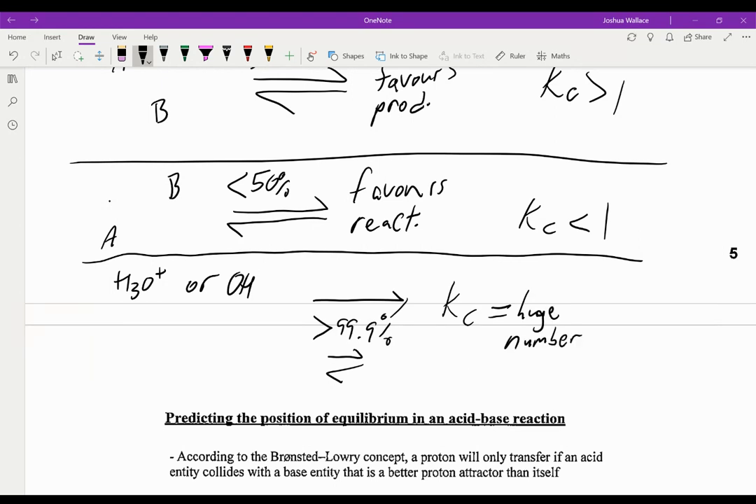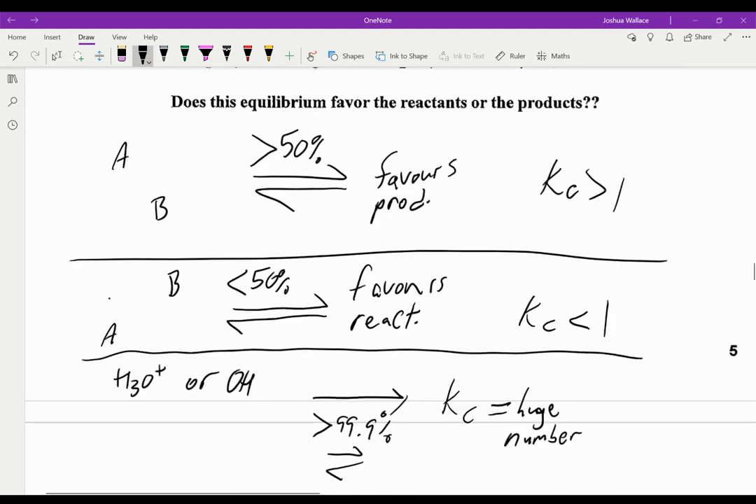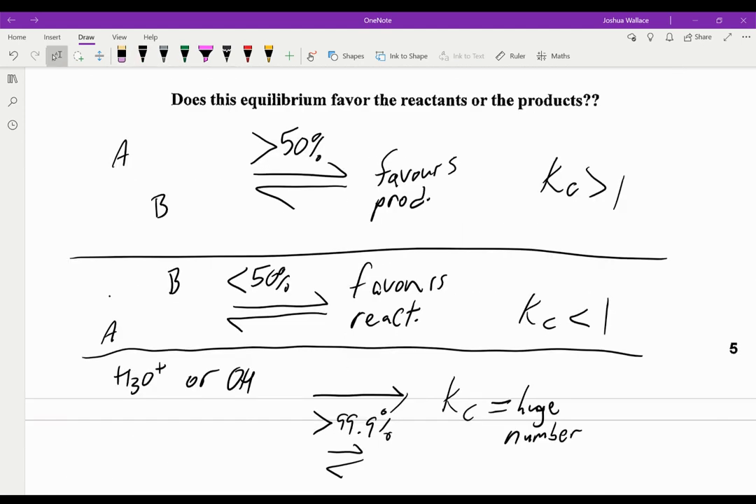number. As you can see here, the K, we're going to talk about what the Ka is shortly. We're just working with Kc for now, which is our equilibrium constant. The Ka is essentially our equilibrium constant when we're dealing with acids. And when we have that huge Kc, the reaction is going to the products 100%.